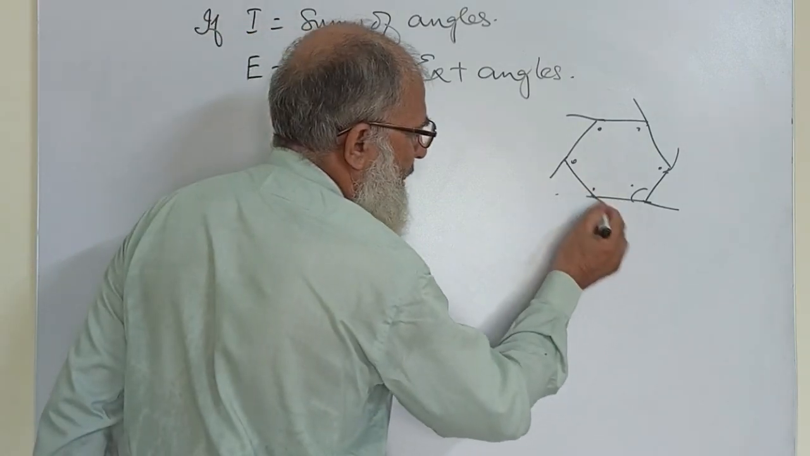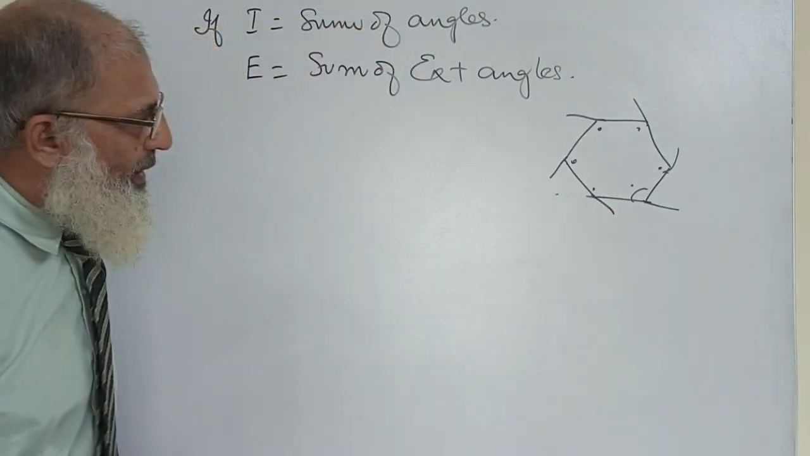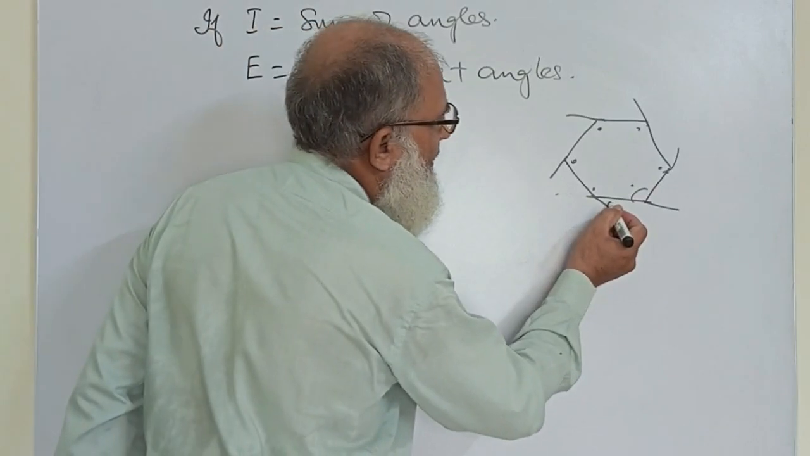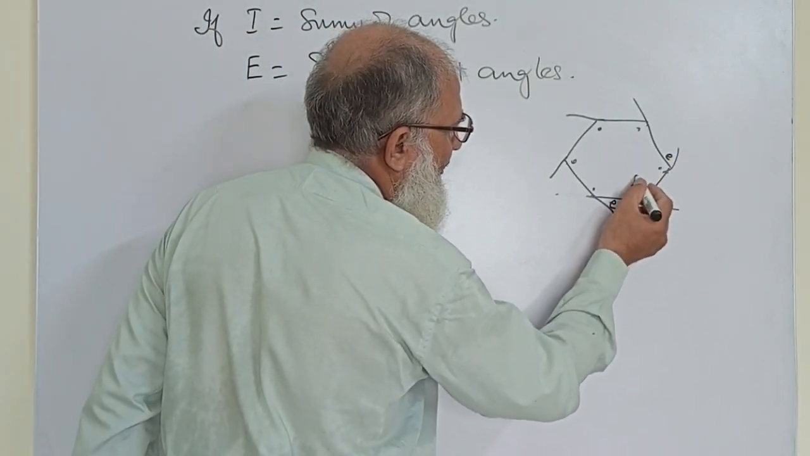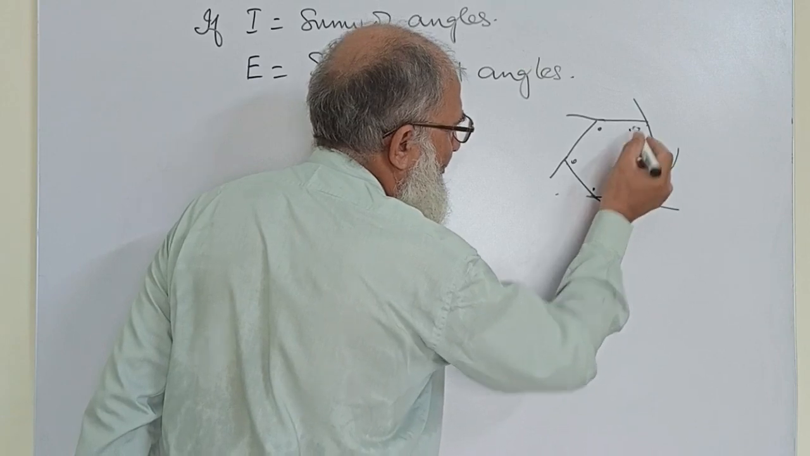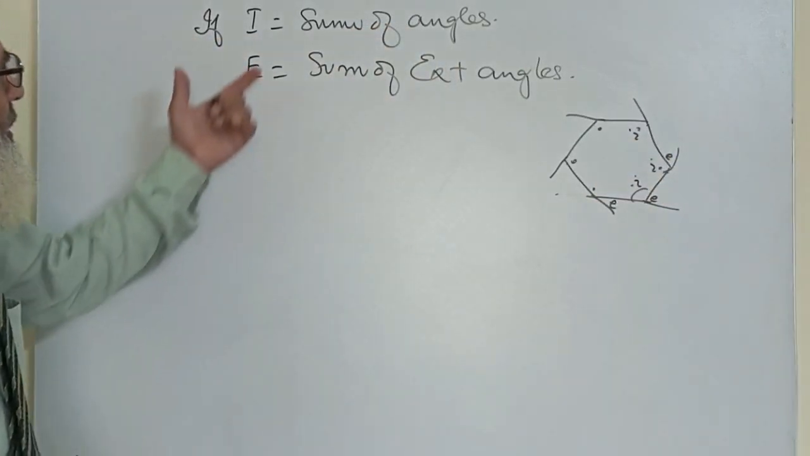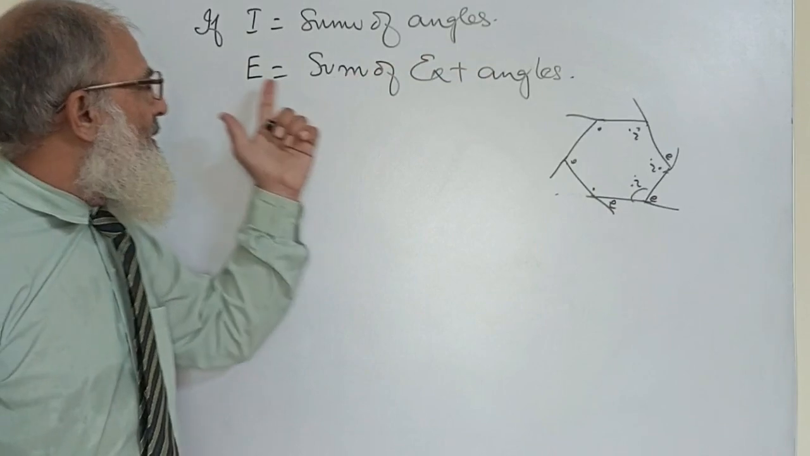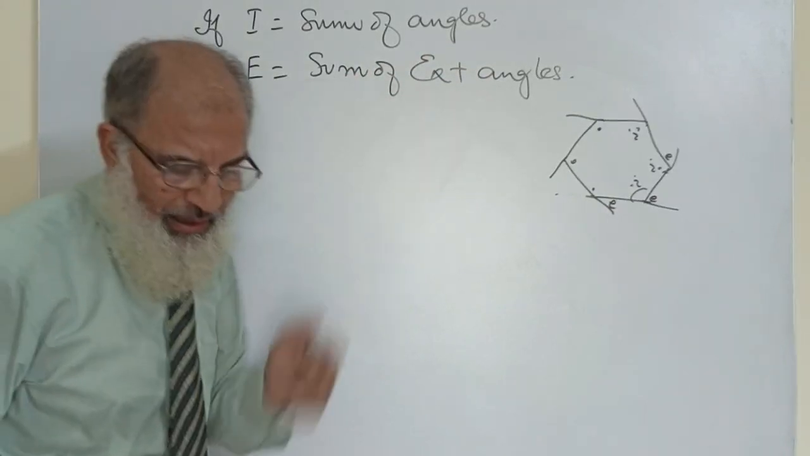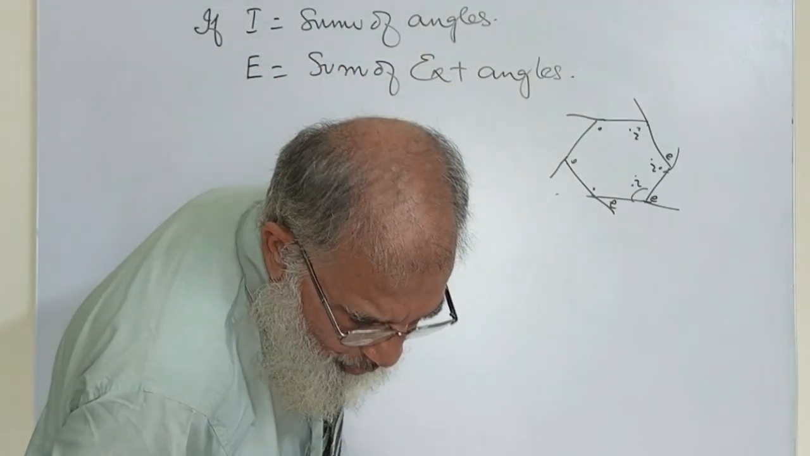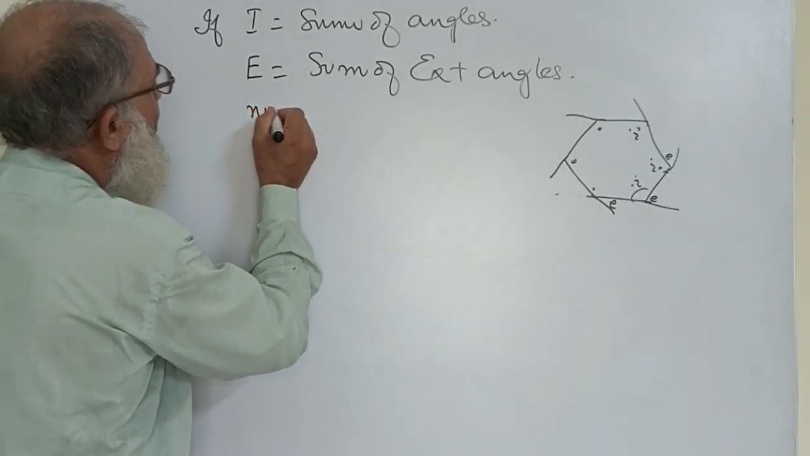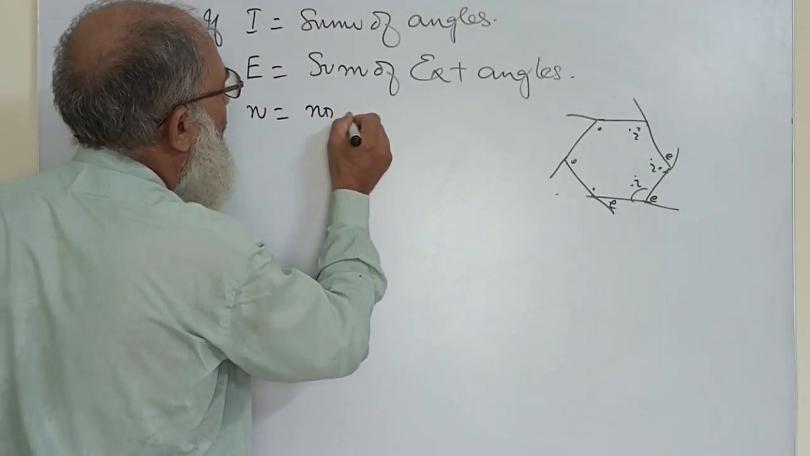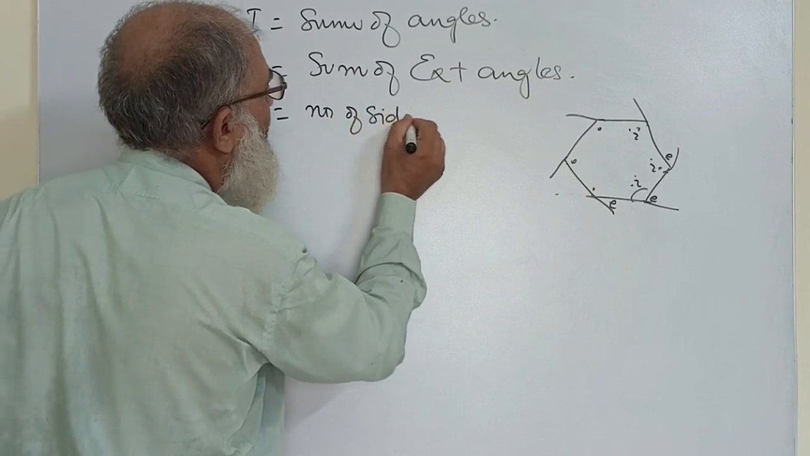Or you can do it like this, only in one direction. So these are the exterior angles, E exterior, E exterior, E exterior. This is I interior, I interior, I interior. I is the sum of interior angles, E is the sum of exterior angles, and n is the number of sides of the polygon.